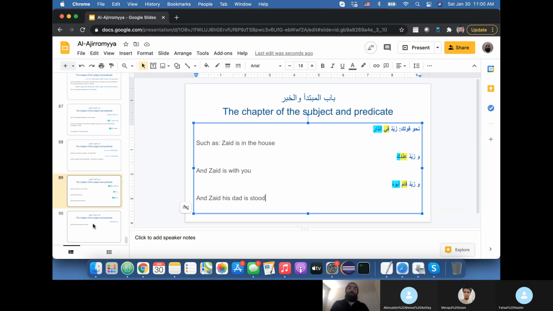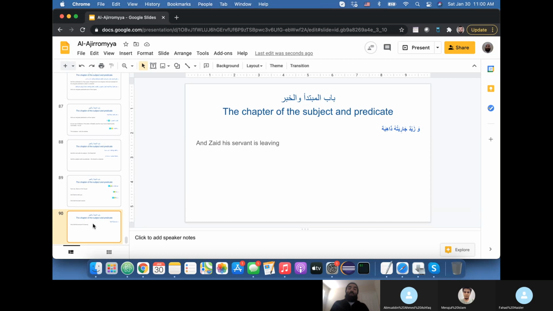The last example he gives is for the last type. The last type was when the predicate is another subject and predicate, right? Zaydun jariyatuhu dhahibatun. Zayd, his servant, is leaving.